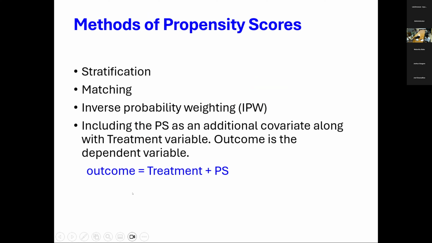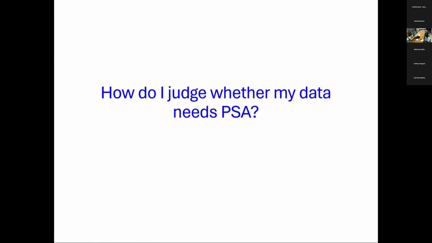Let's see what is available in the literature. How do I judge whether my data needs propensity score analysis? This is a very important concept. IRBs invariably ask you to do this kind of analysis for every data and any data. So is it necessary? And the analysis is not that simple. It is a regression analysis.